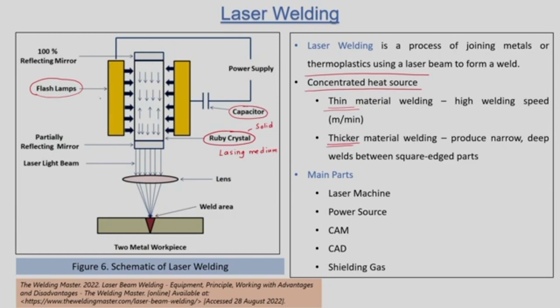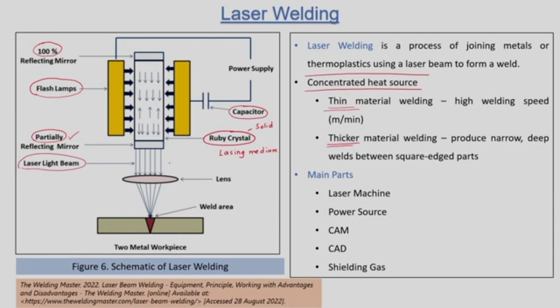When we apply the photon energy, the light energy, on the ruby crystal, the laser beams are generated, and these laser beams are reflected by using a pair of mirrors. If both the mirrors are of 100% reflectivity, then we will not get any output. So, deliberately we make one of the mirrors partially reflecting. When we use such a mirror, we can get the laser light beam.